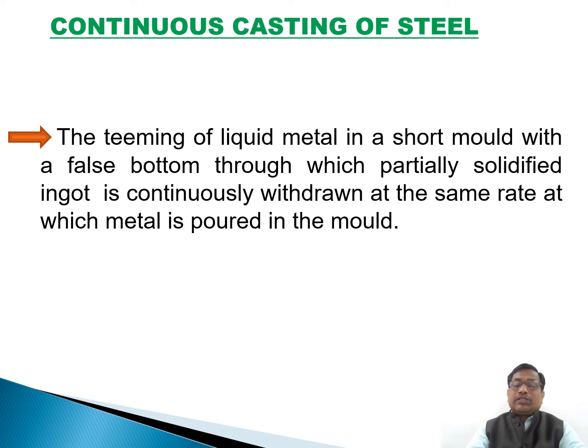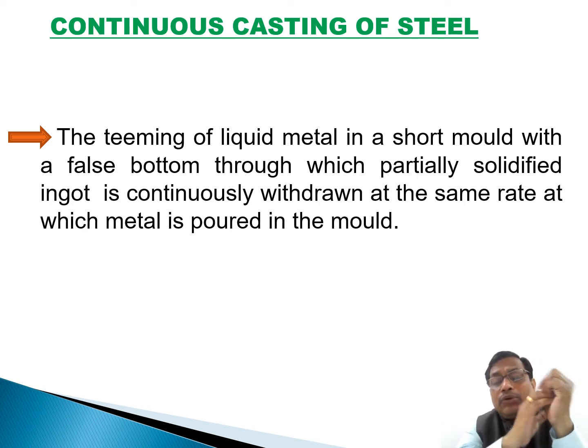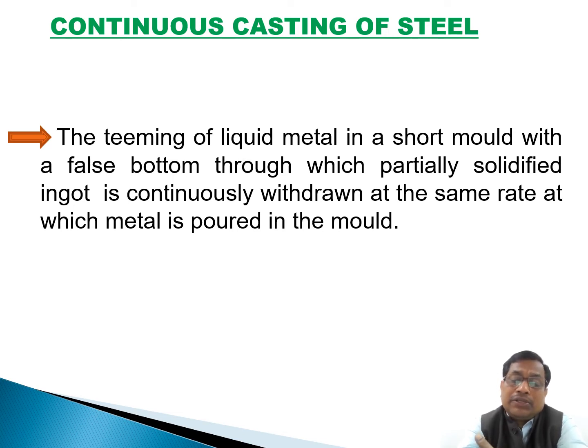Why? Because it's discontinuous casting. One mold box can cast only a single ingot at a time. Suppose we want to cast 100 ingots at a time, so we have to take 100 mold boxes. After casting 100 ingots, we use the same 100 mold boxes again to cast the second 100 ingots. So this was discontinuous casting, but it was a slow process.